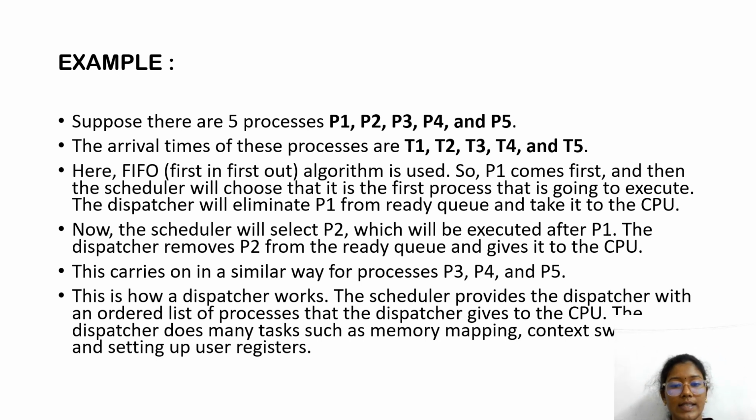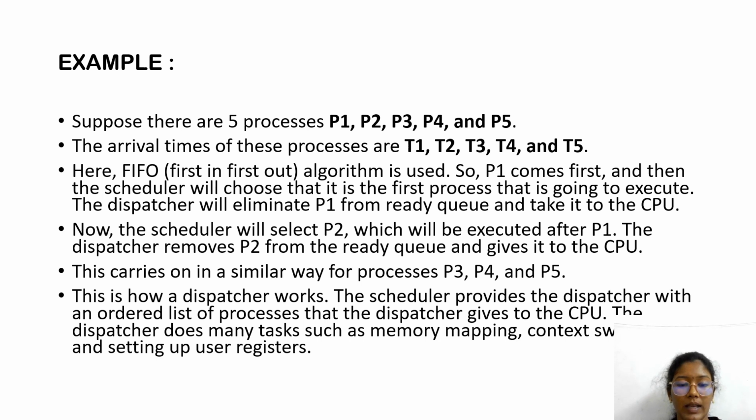Now the scheduler will select P2, which will be executed after P1. The dispatcher removes P2 from the ready queue and gives it to the CPU. This carries on in a similar way for the remaining processes P3, P4 and P5. This is how a dispatcher works, that is, the scheduler provides the dispatcher with an ordered list of processes that the dispatcher gives to the CPU.